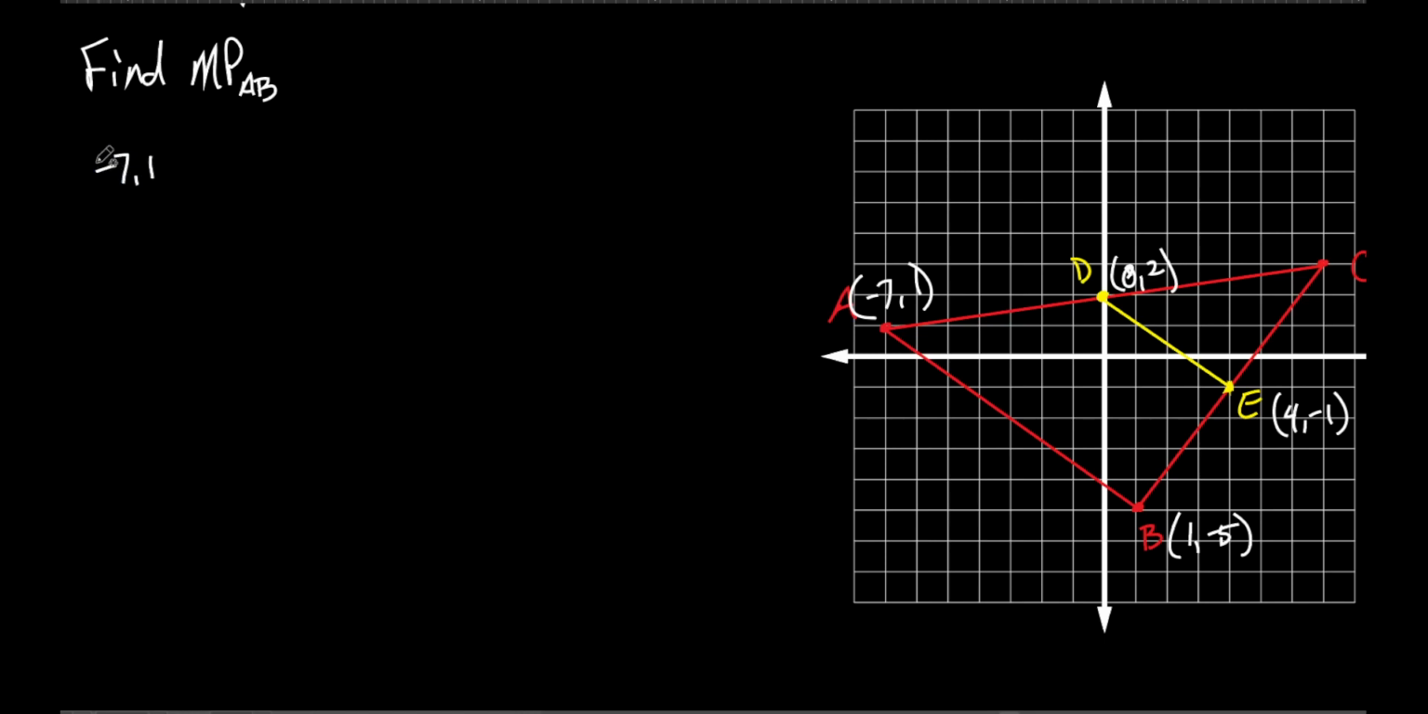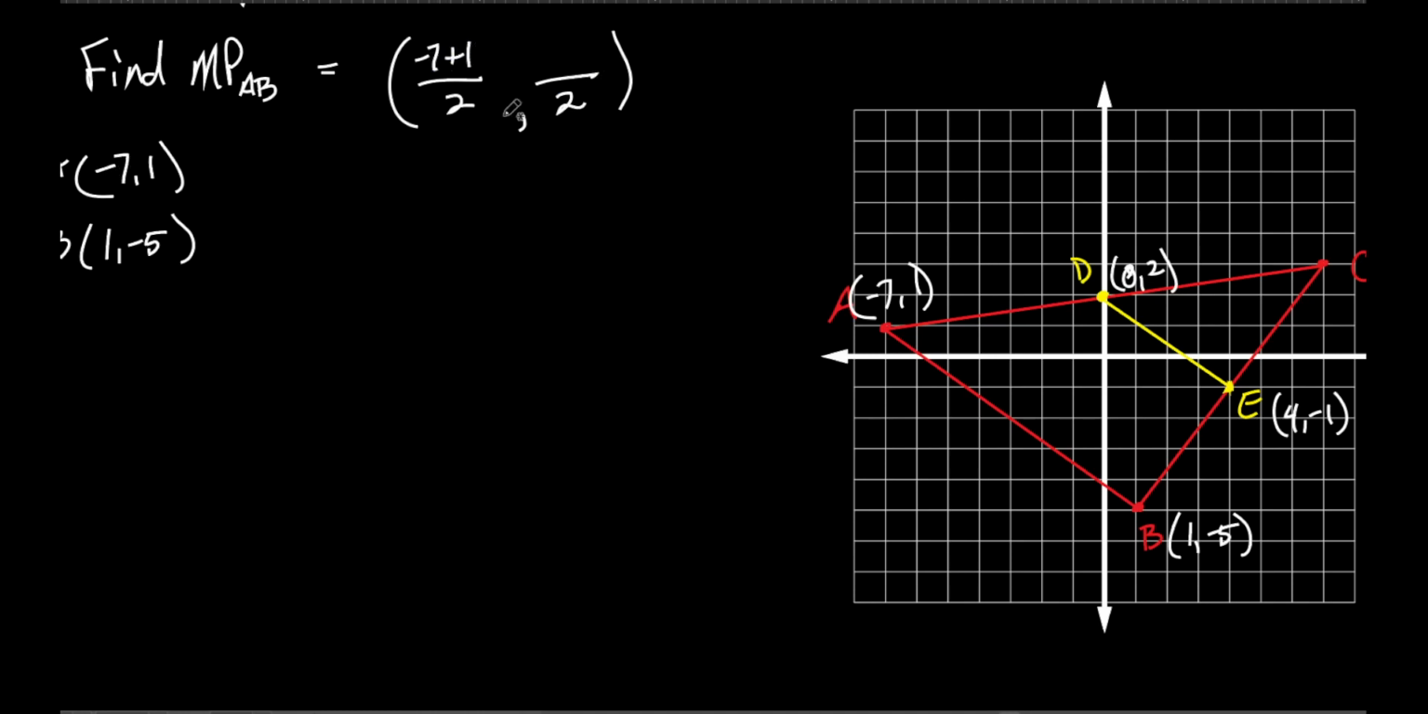So, what do we got? We got -7, 1 for A, right? And then for B, we've got 1, -5. So this time, we're not going to find the slope. We did that earlier. We're going to find the midpoint. So how do you find the midpoint? It's an ordered pair. So you put the parentheses and the comma, and you divide by 2 for midpoint, and then you add the x's together. So let's add the x's together. Negative 7 plus 1. Let's add the y's together. 1 plus negative 5. What do you get?